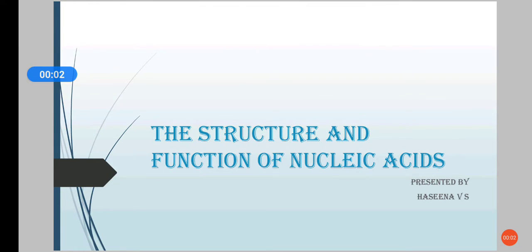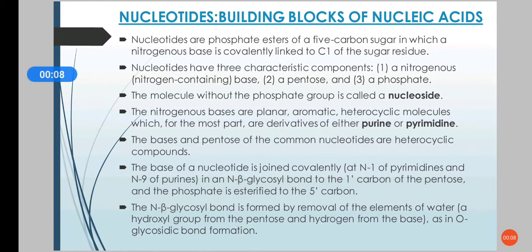Everyone, in this session we will be discussing the structure and function of nucleic acids. As we all know, nucleic acids are made from nucleotides. So what are nucleotides? Nucleotides are a 5-carbon sugar, and at the C1 of the 5-carbon sugar there is a nitrogenous base attached, and at the C5 of the 5-carbon sugar there will be a phosphate group attached.